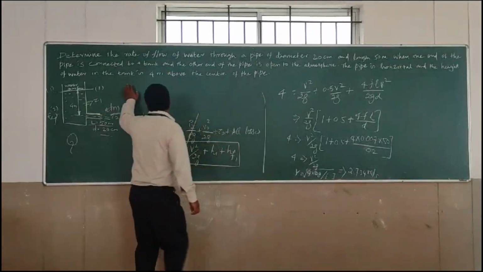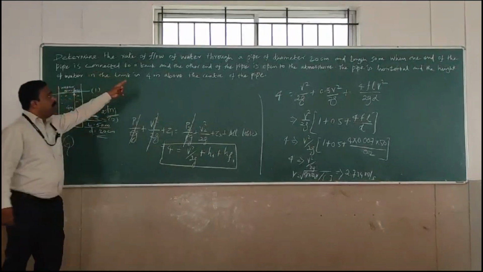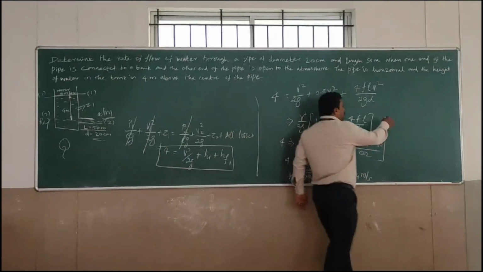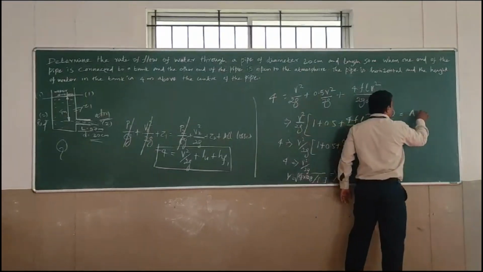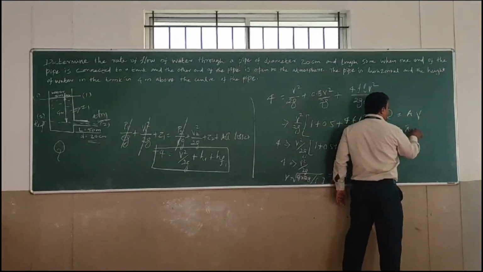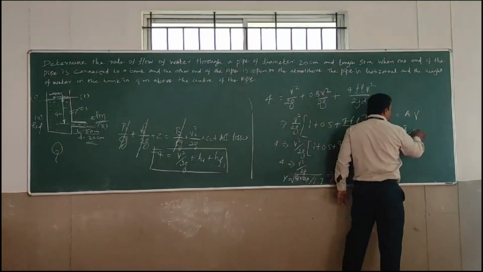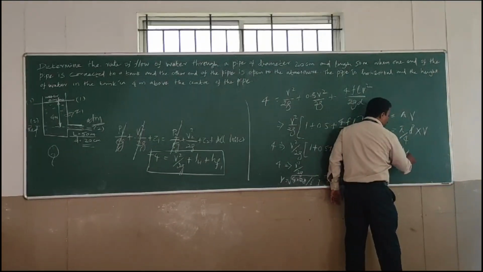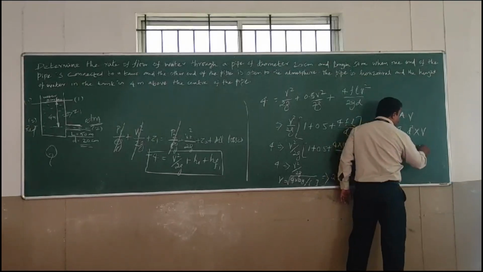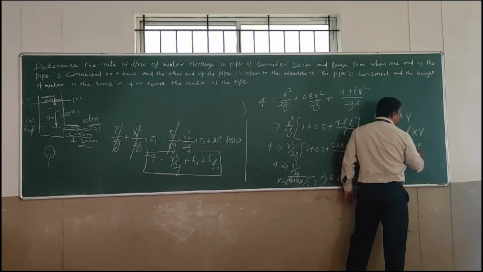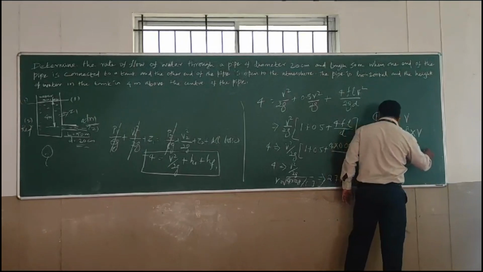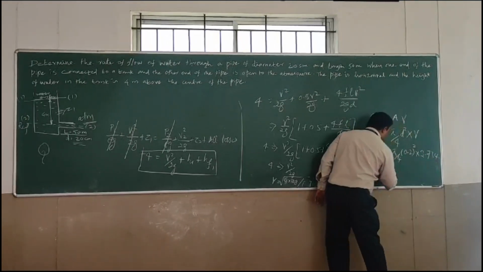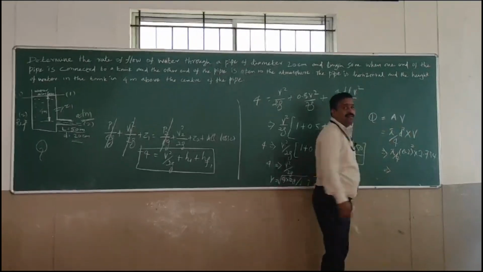What do we have to determine? You have to determine the rate of flow or discharge. What is the formula for that? Discharge, capital Q, equal to area into velocity. The area of a circle with diameter d is pi by 4 into d squared, into velocity. Therefore pi by 4 into 0.2 squared into velocity, which is 2.734.